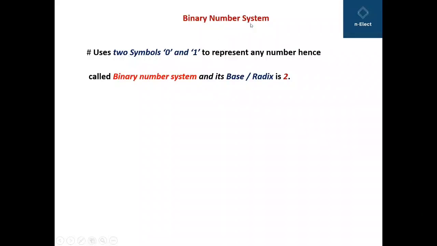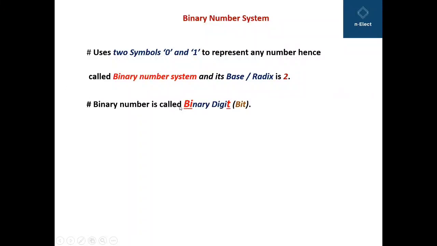Then moving on to the binary number system. As the name suggests, bi means 2. So here we are using only two different symbols, 0 and 1, to represent any number, hence it is called the binary number system, and its base or radix is 2, as we said the base or radix of the decimal number system is 10.